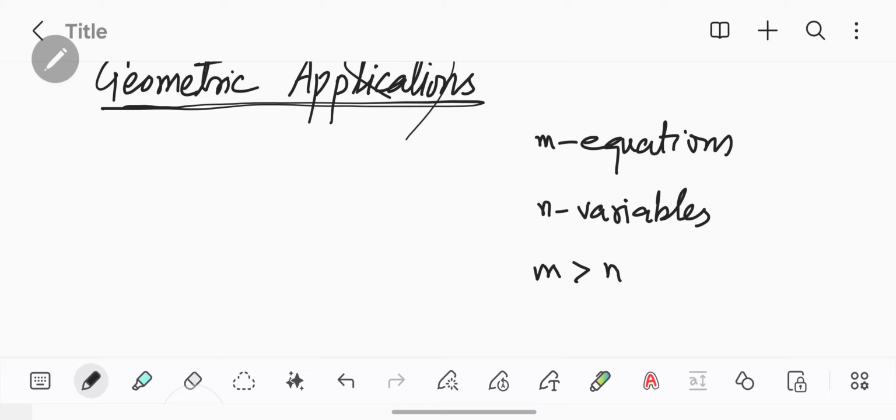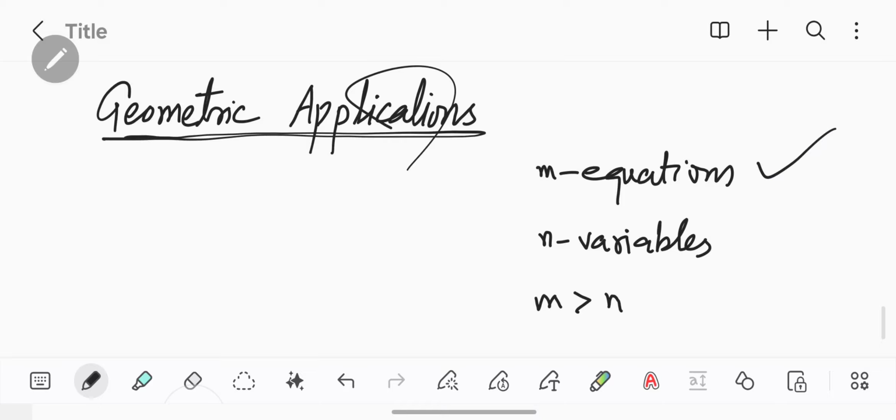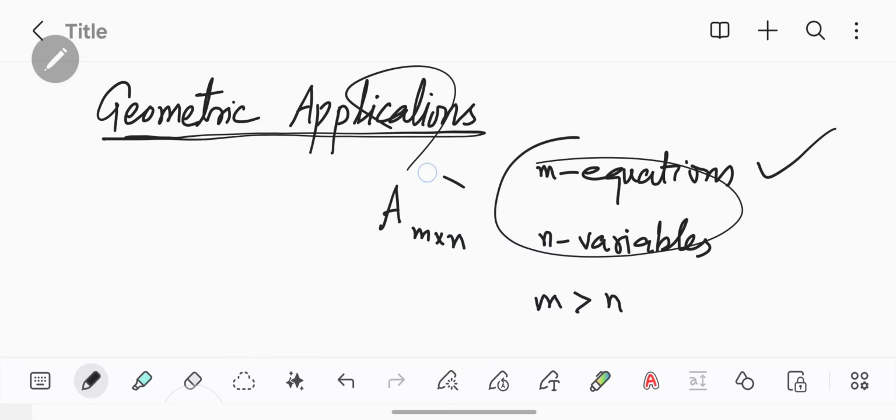If the number of equations is more than the number of variables, we will reduce some equations and make the system square. Since this system is non-square, because the matrix obtained by these m equations with n variables is m by n, that means this is not a square matrix. For a square matrix, m and n must be equal. So we will drop some of the equations from the last, because equations are more than variables. We will drop some equations and then solve the system using Cramer's rule.